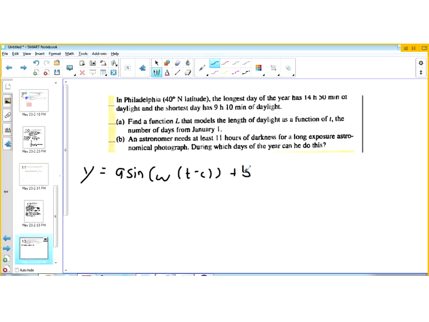So what do we have here? We need to find what A is. A is the distance from the average value of the function to the peak value of the function. Okay. Oh, so do I need to give you a chart? All right, I need to give you some data.